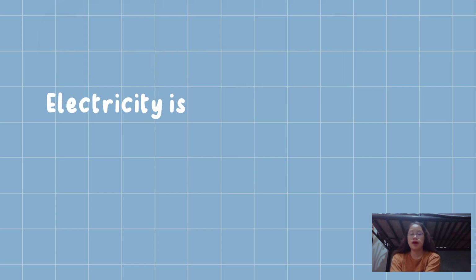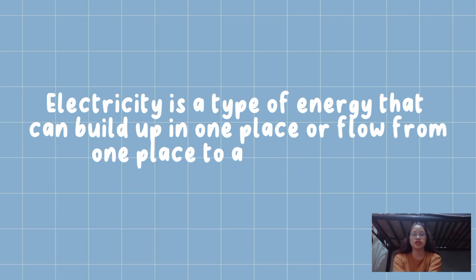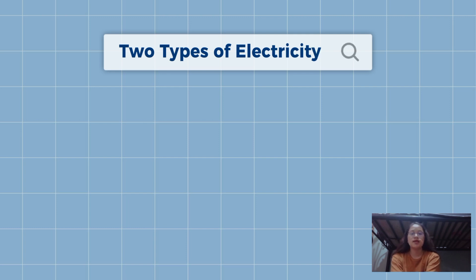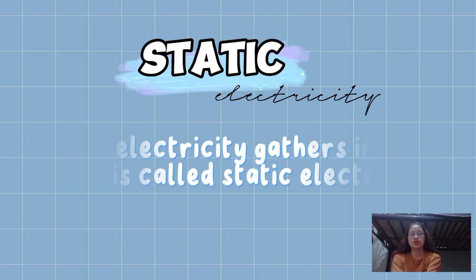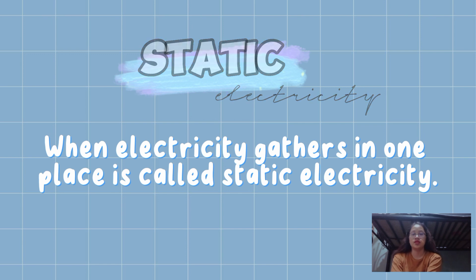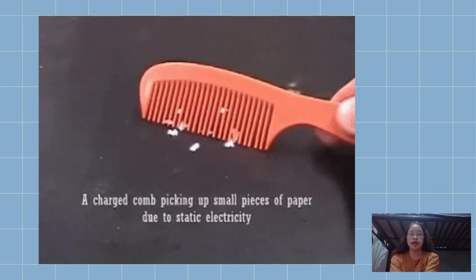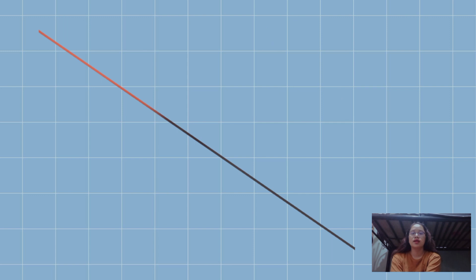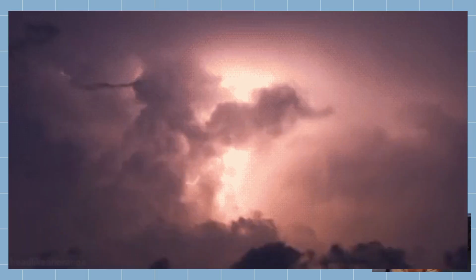Electricity is a type of energy that can build up in one place or flow from one place to another place. There are two types of electricity, static and current. Static electricity is when electricity gathers in one place. For example, a charged comb picking up small pieces of paper due to static electricity. Lightning is also a powerful example of static electricity.